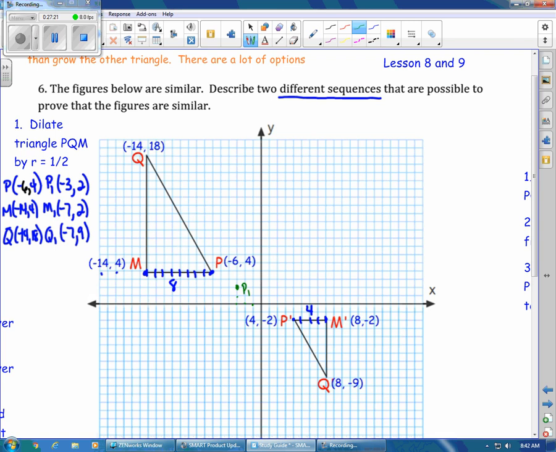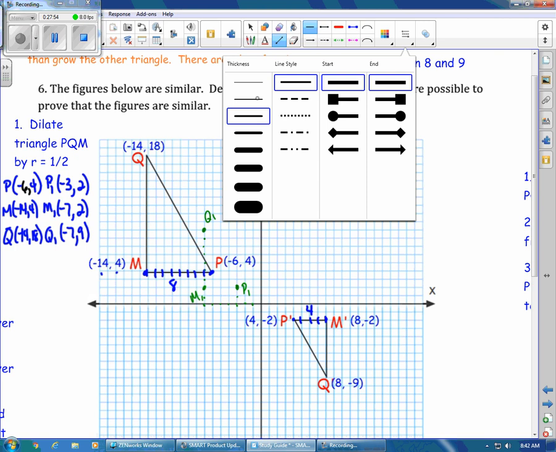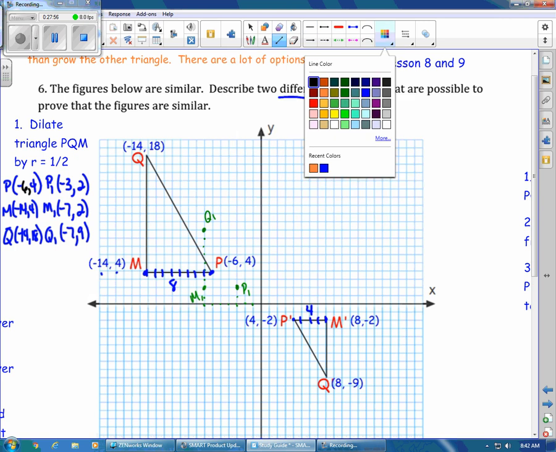M sub 1 is at -7. 1, 2, 3, 4, 5, 6, 7. I hope you can see the dots that I'm drawing as I'm counting, so you don't think I'm just counting to you. And then up 2. And then Q sub 1, I've already counted 7, and then up 9. So 1, 2, 3, 4, 5, 6, 7, 8, 9. And that's going to be Q sub 1. Oh, I forgot my M. Going to use a straight edge to connect them up. Going to make it green.